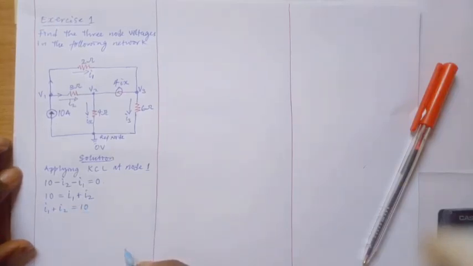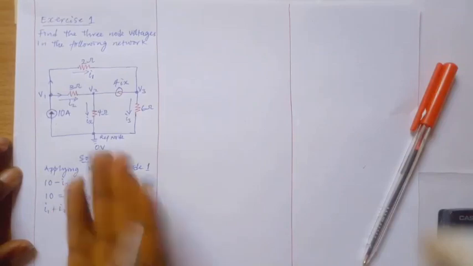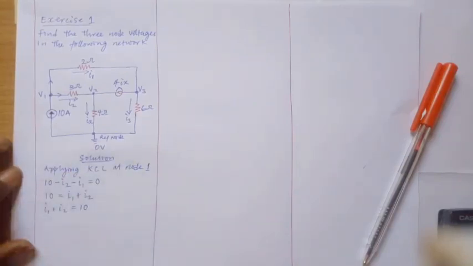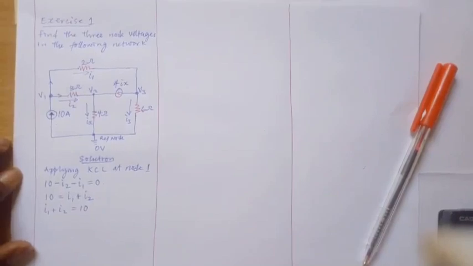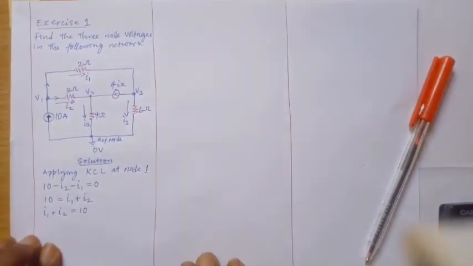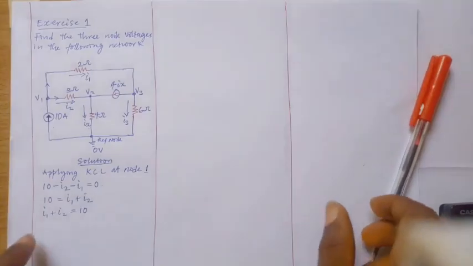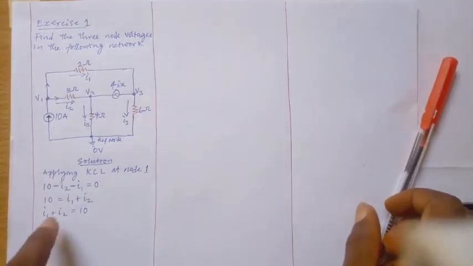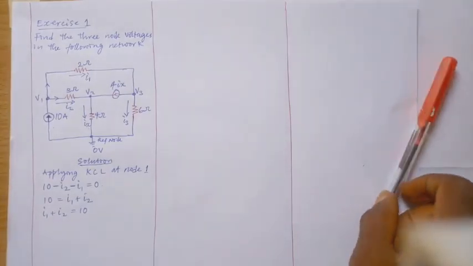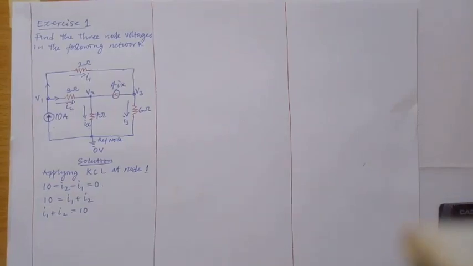Okay, equal to 10. It's still the same thing. I just flip it like this. It's still the same thing. Now, what are we going to do now? We said this one is I1 plus I2 equal to 10. Wow. It's very simple.